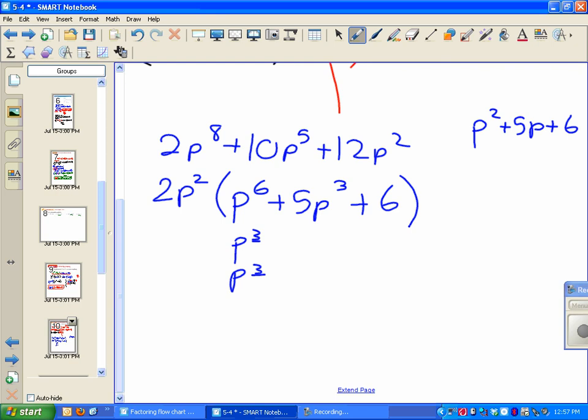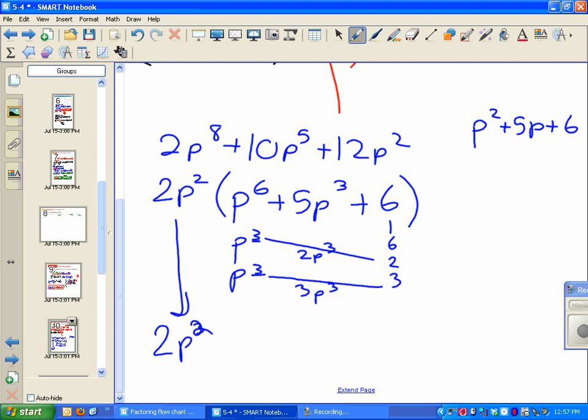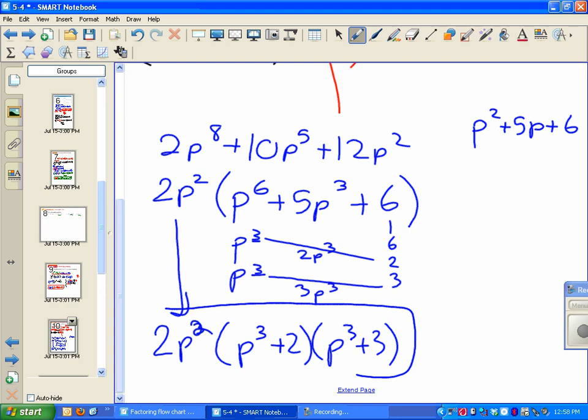And then write the factors of 1 and 6 and 2 and 3. And we're looking for something that adds up to positive 5. So this would be 2p cubed. This would be 3p cubed. And when you add those up, you get your middle term. So using guess and check, we bring down our GCF, and then we have p cubed plus 2 and p cubed plus 3. We can't factor anymore, so we are done there.